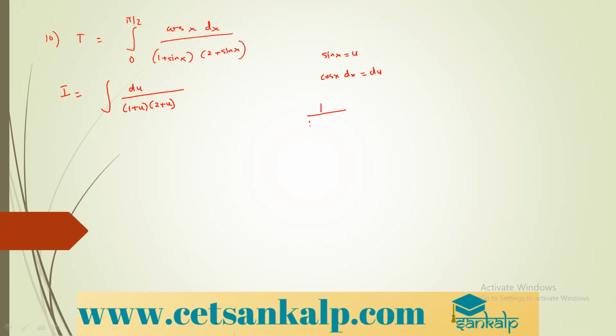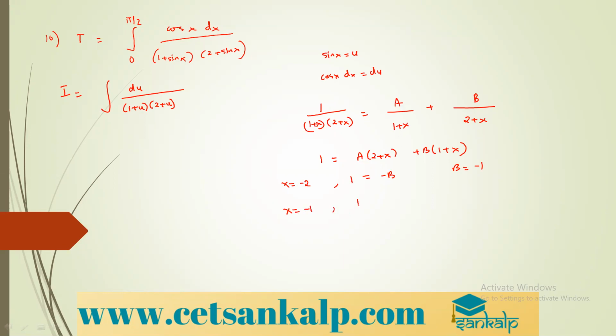If you have 1 by 1 plus x into 2 plus x, you will separate it into two fractions. First fraction's denominator is 1 plus x. Second fraction's denominator is 2 plus x. The numerators we don't know, a and b. So the numerator 1 can be written as a into 2 plus x plus b into 1 plus x. If you put x as minus 2, you will have 1 equal to minus b or b equal to minus 1. If you put x as minus 1, you will have 1 equal to a or a equal to 1.